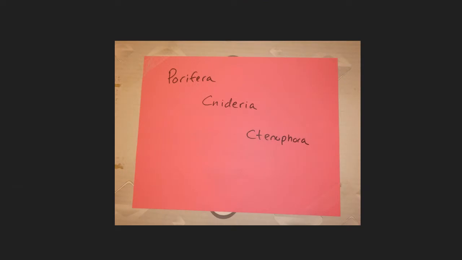The first 3 phyla are the simplest phyla, the Porifera, which are the sponges, the Cnidaria, which refer to the gelatinous stinging organisms, and the Ctenophora, the comb jellies. The C is silent on both of those phyla.